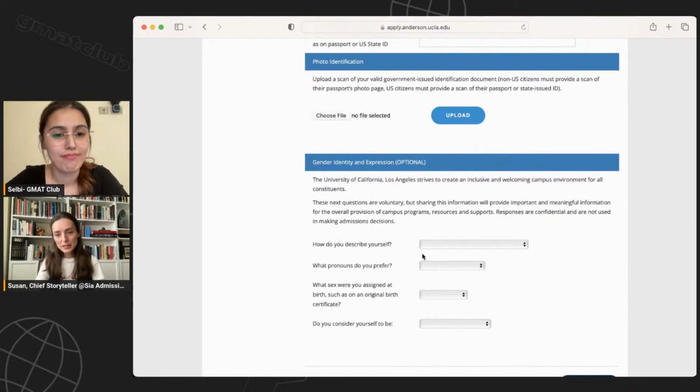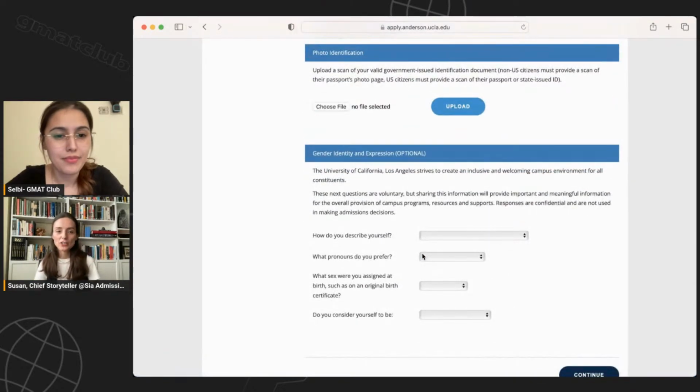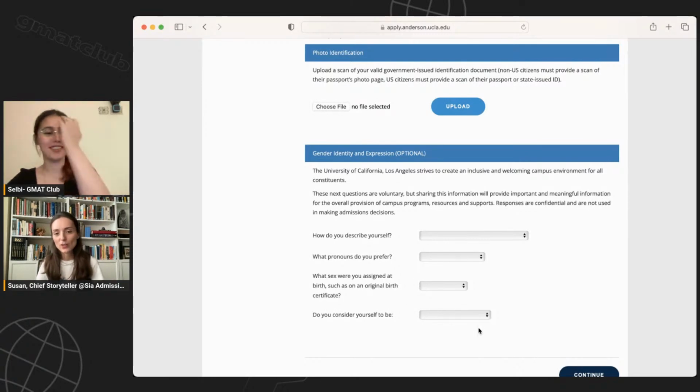The last piece on this page is the gender identity and expression. I get this question often: how should I answer, or am I going to have an advantage or disadvantage? Please just answer honestly. It's not really about your gender identity that's going to be the determining factor of your admission. It's really your entire application. So just be honest, answer the question if you want to. If you don't want to, obviously you don't have to.